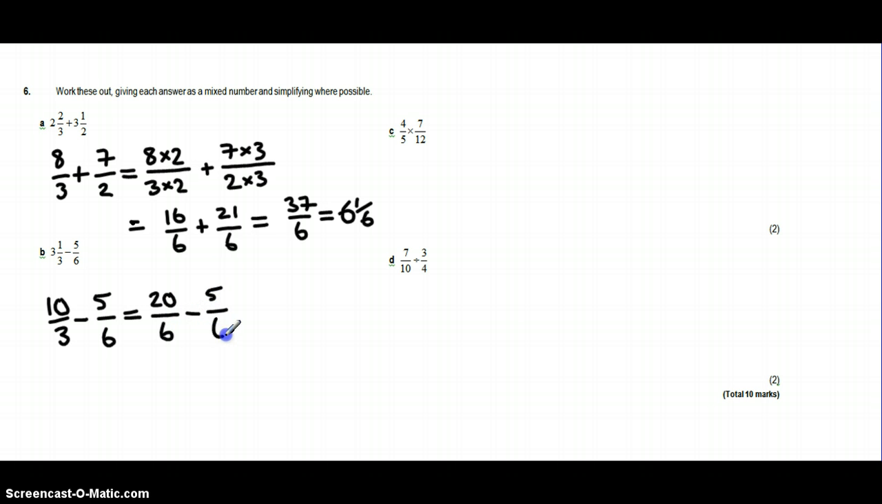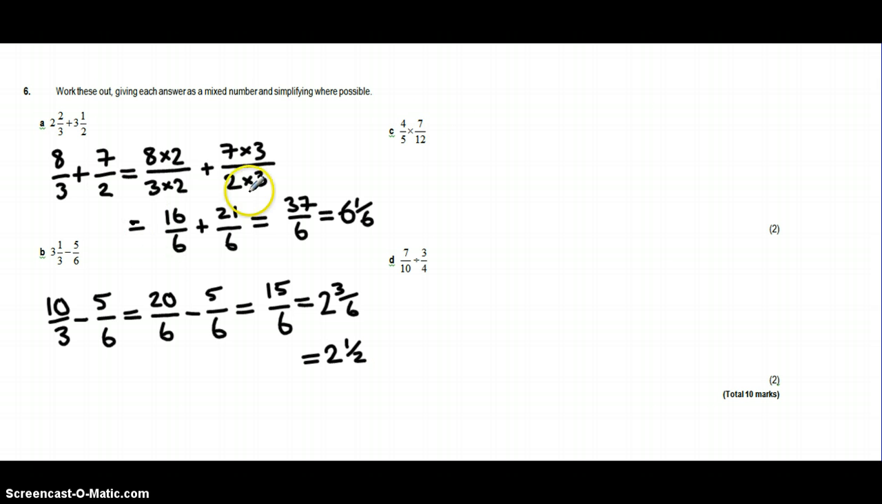And without much bother, we can now do 20/6 take away 5/6, which leaves us with 15/6. Same process again, 6 will go into 15 twice, and you'll be left with 3/6. Now we can just simplify that to 2.5.